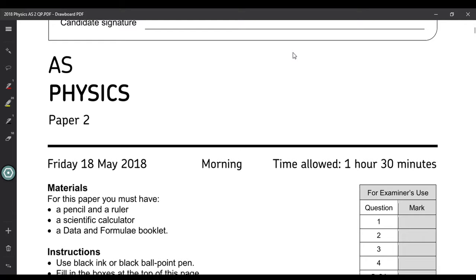They've also said, quote, answers to an appropriate number of significant figures, as a lot of students aren't doing that. So the number of significant figures you should be using is the number of significant figures of the data with the least number of significant figures. But I'll show you some of these examples as we go through the paper.